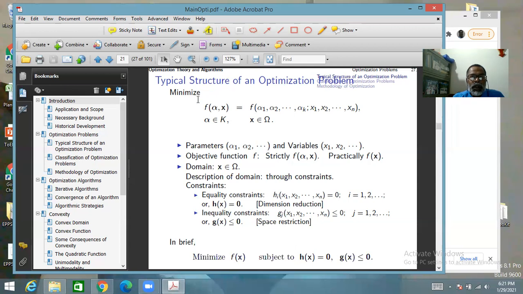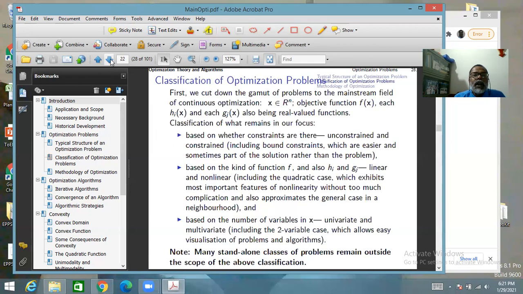So this whole thing in brief, you can say: minimize f of x subject to vector h of x equal to 0 and g of x less than or equal to 0. So this one-line statement is actually equivalent to this whole thing, in which the domain is described with the help of constraints. Now we come to classification.